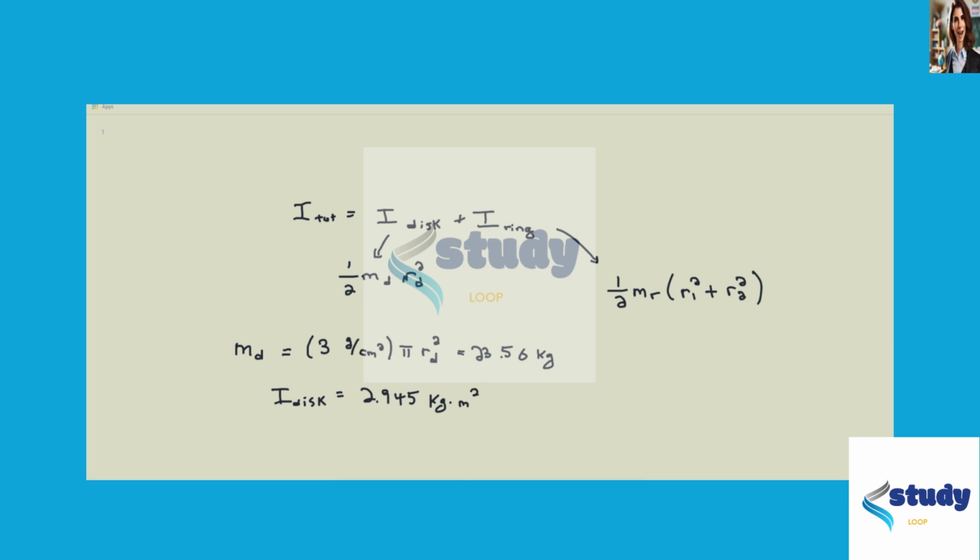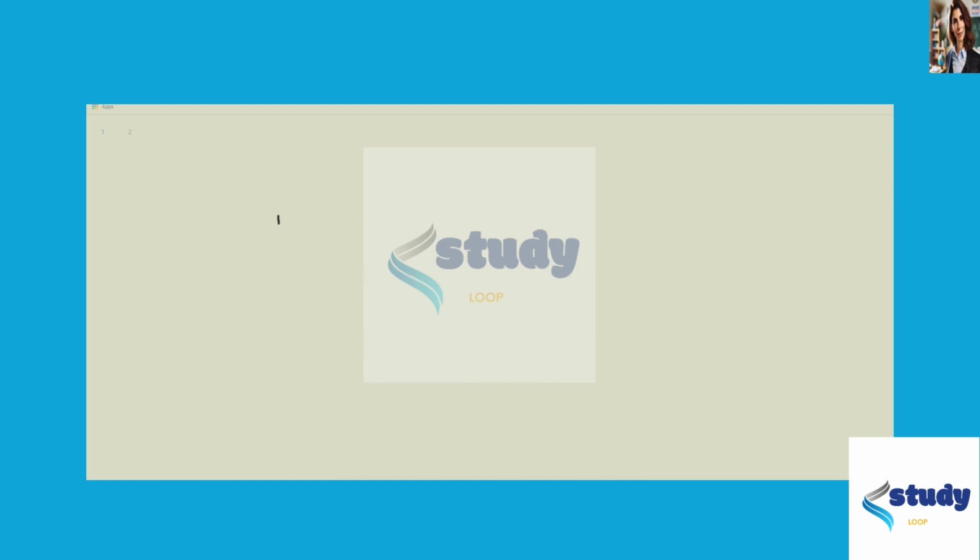Now we find the mass of the ring. The mass of the ring is the same thing. It's the density, which is 2 grams per centimeter squared, times the area of the ring, which is pi times the larger radius squared minus the smaller radius squared. That's the area of a ring. Same thing here: you have to be careful to convert grams to kilograms, and to use radii values in centimeters so that they cancel.